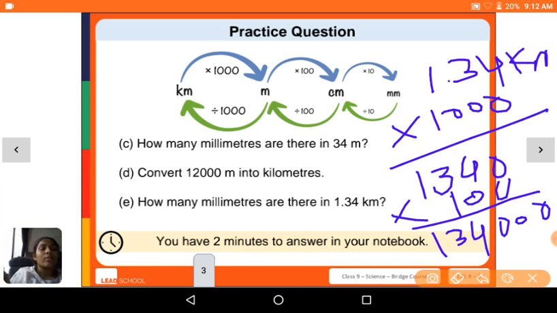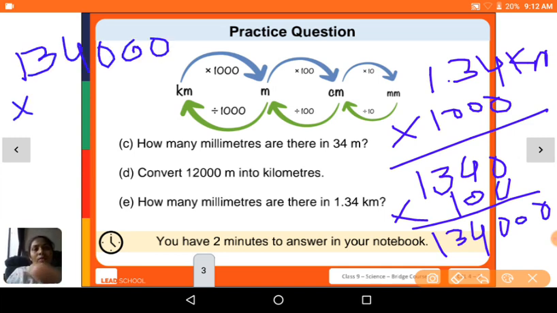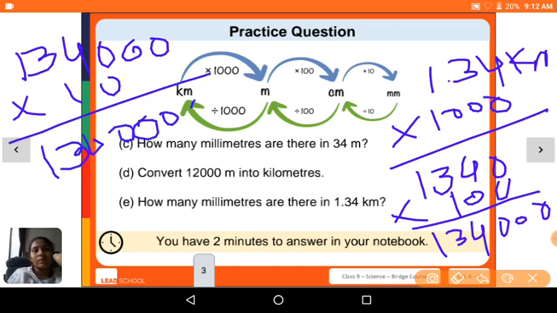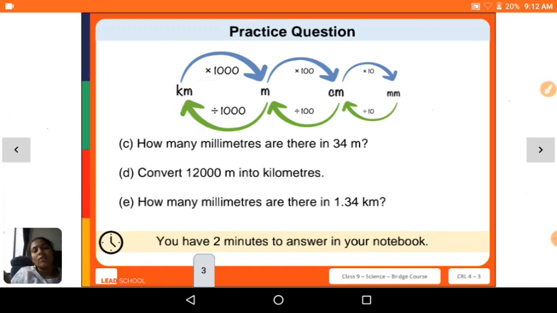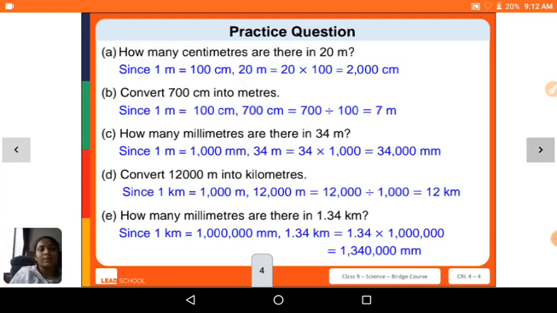And now if we want to convert this into millimeter, 134000 into 10 again, which will give us 134, 4 times 0, which is 13,40,000, right? So this is the answer. Like this way we can convert kilometer to meter, meter to centimeter, centimeter to millimeter, or vice versa, or directly meter into millimeter, or likewise. So here are the answers. Just check it out. I already tried to solve everyone, but there are the answers.